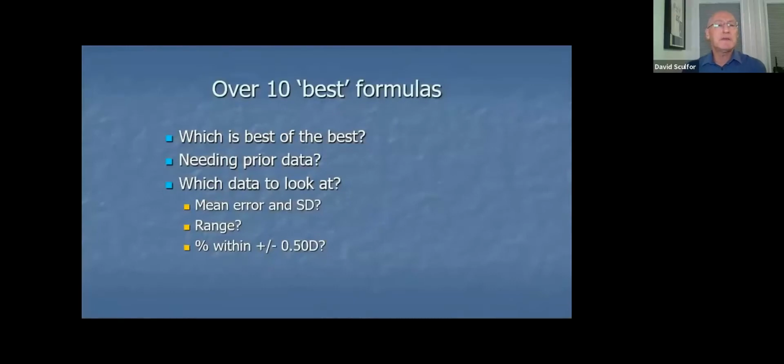So of those 30 methods that were used over time, there are probably about 10 which are regarded as being best, or put in terms of being least unreliable. Which is the best of the best? Some of them need prior data, some don't. And then again, when you're trying to compare them, what data are you going to look at? You can look at the mean error and standard deviation to get an idea of spread. You could look at the range for the sort of worst patients that you've got, or percentage within half a diopter. So there are different parameters that you need to look at to judge these different formulas' performance.